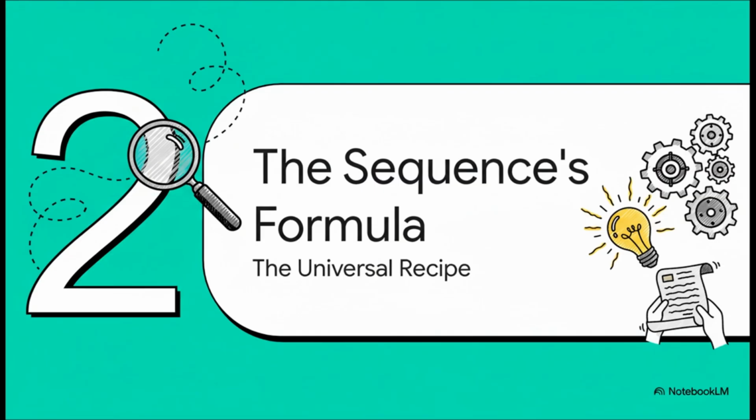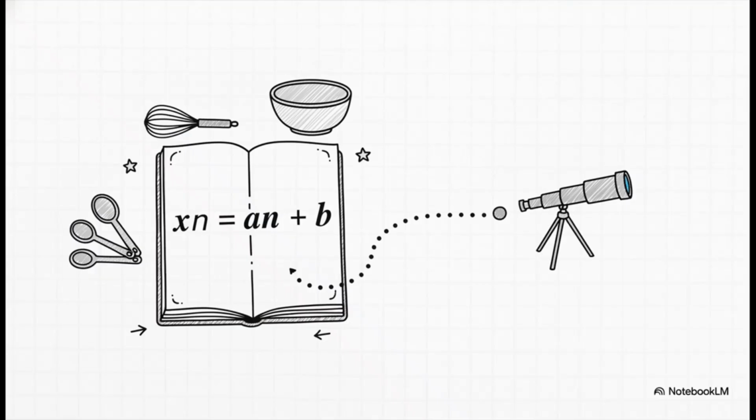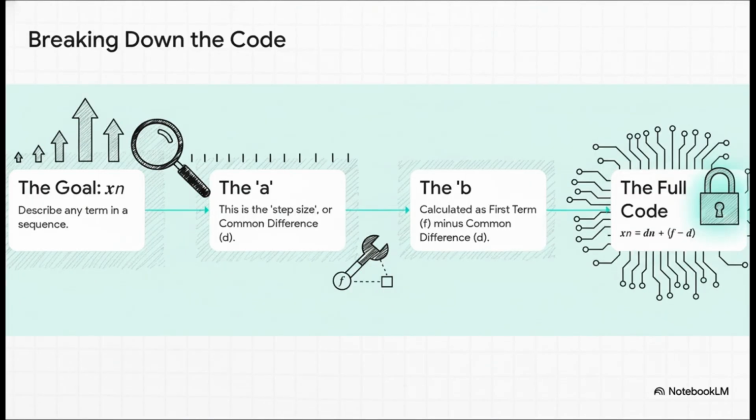For that, we're going to need the secret formula. This little equation right here is like a universal recipe. With this, we can find any term in any arithmetic sequence. Doesn't matter if it's the 5th term or the 5,000th. So let's break this recipe down.